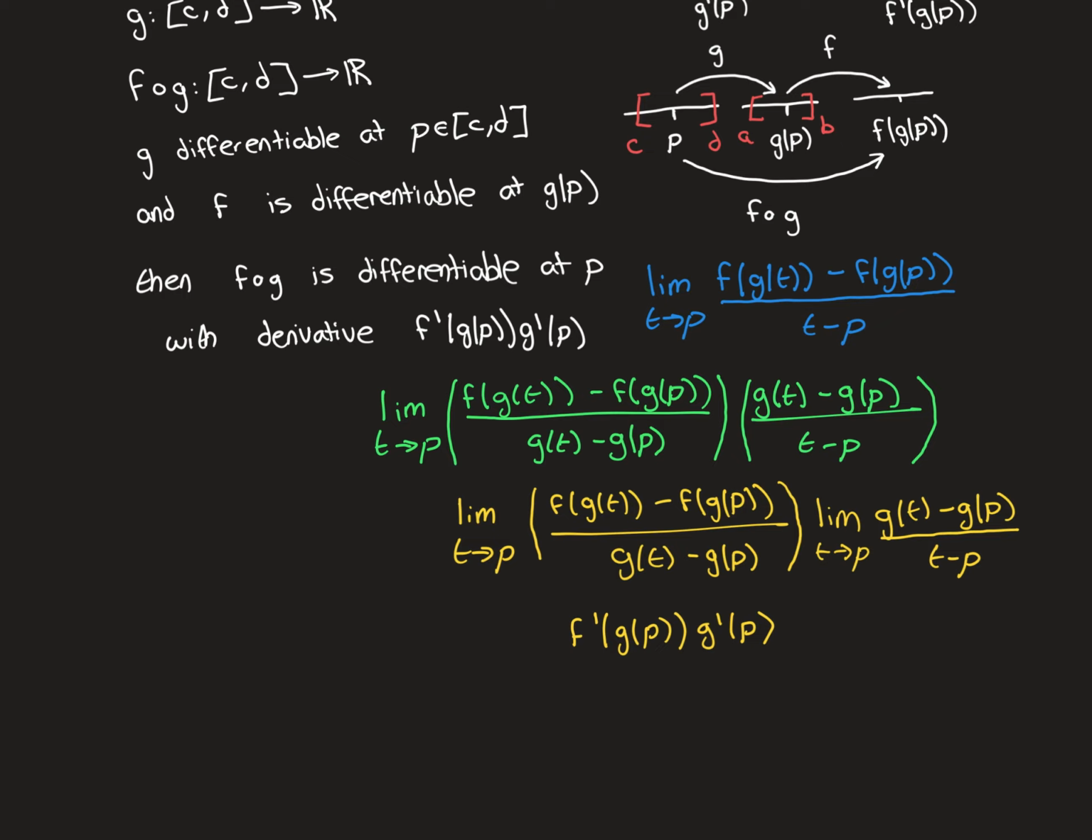Then they say, well, look at these two limits. Let's look at this one firstly, because this one's beautiful. Limit as t approaches p of g of t minus g of p over t minus p. We know the function g is differentiable at the point p, so this limit is going to exist, and it's just going to have value g prime at p.